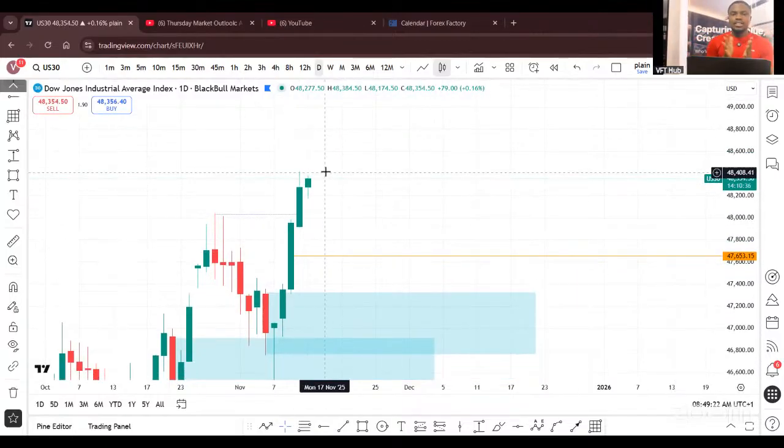But today is quite interesting because I read the fundamentals before coming on board, and I'm seeing some news that is in favor of this rally, which is the US government shutdown ending soon, right? If that is true, that will signal to investors that we're back in business, and then we'll begin to see that bullish move to the upside.